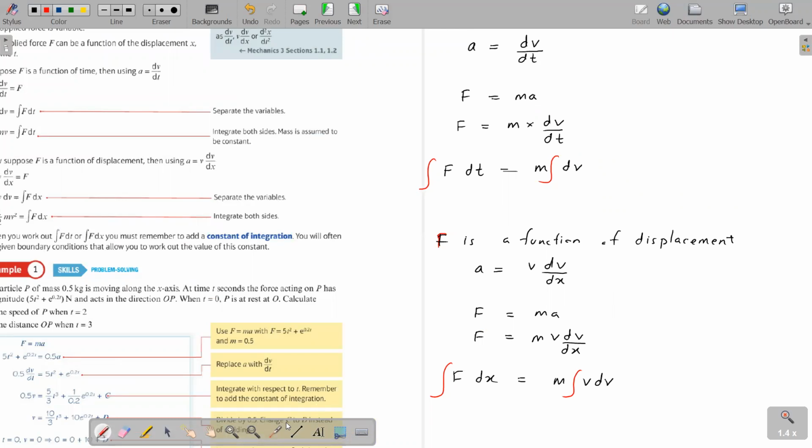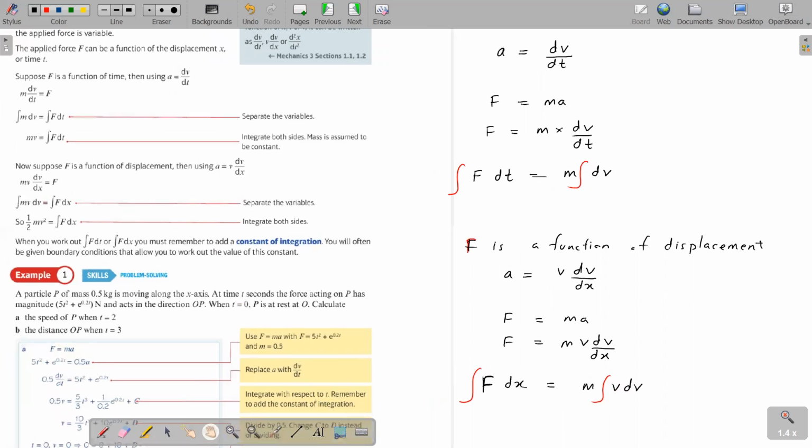This is basically what we are going to do. On this side, your force is a function of displacement, so you have F in terms of x. So you could easily integrate that side with respect to x. The other side, you integrate with respect to v. So we will do some questions in the exercise. We'll move to the questions and see how it is applied.